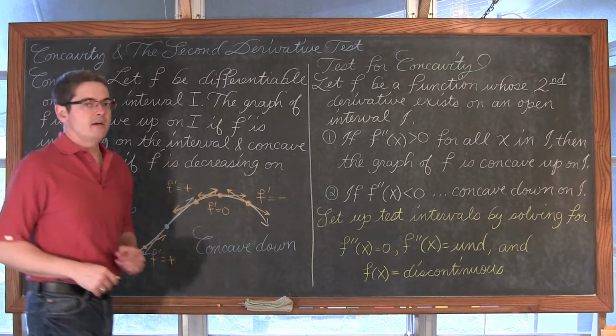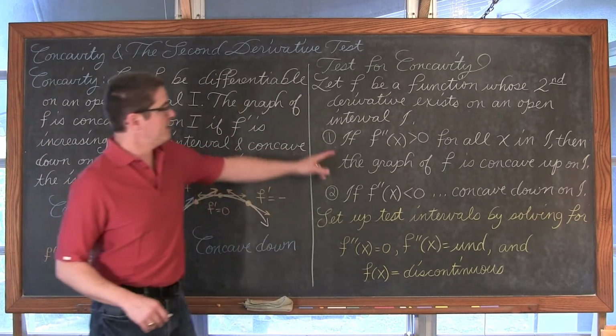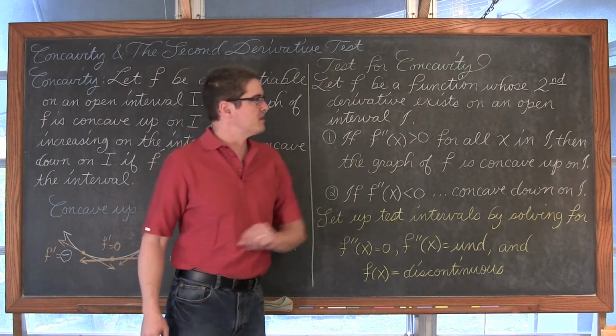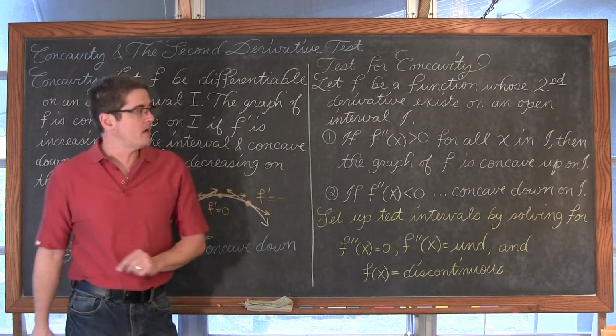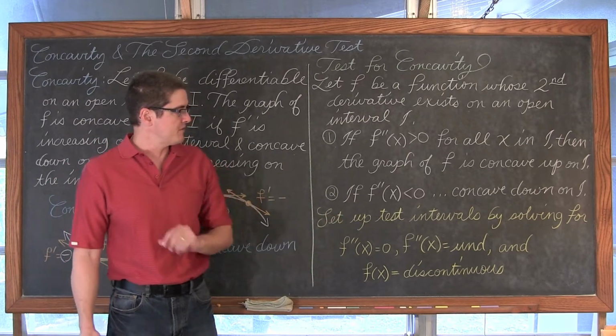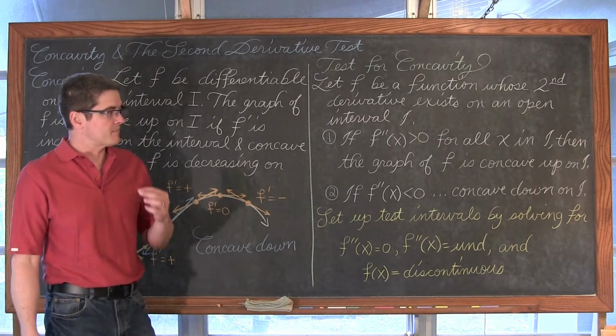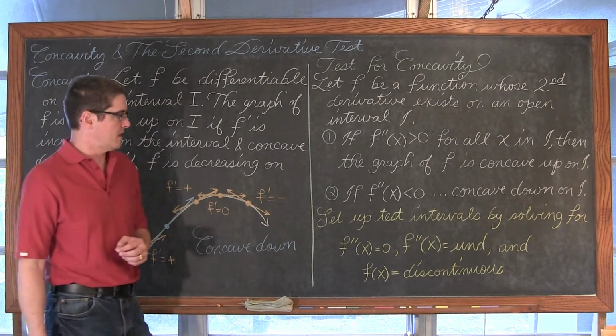Okay, so the test for concavity. Let f be a function whose second derivative exists on an open interval I. If your second derivative is positive for all x in I, then the graph of f is going to be concave up. If the second derivative is negative, it's the same thing, except that indicates the function is concave down.